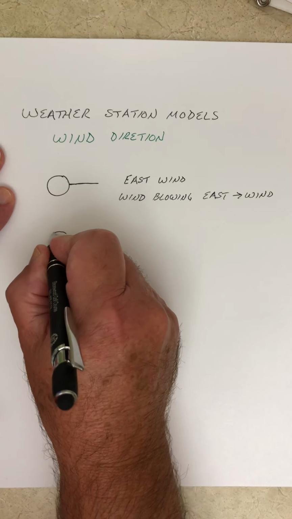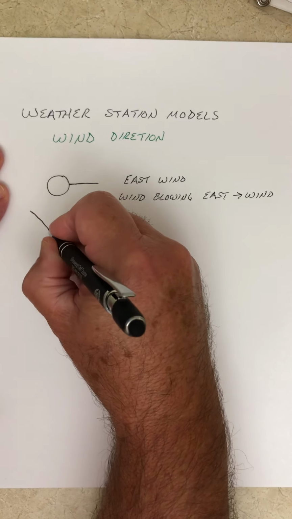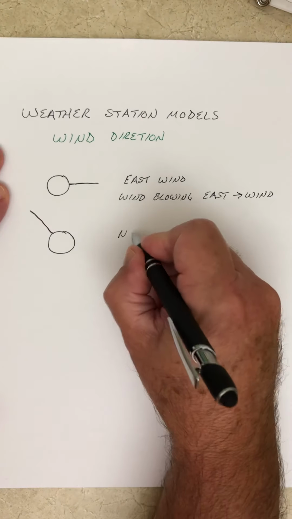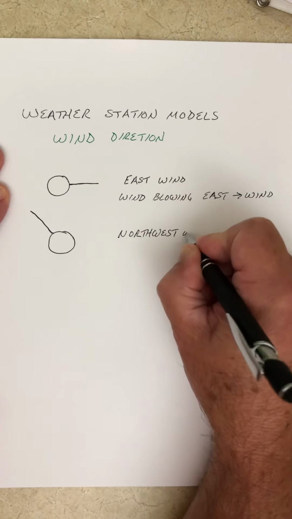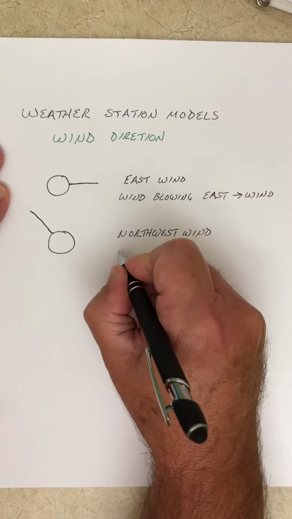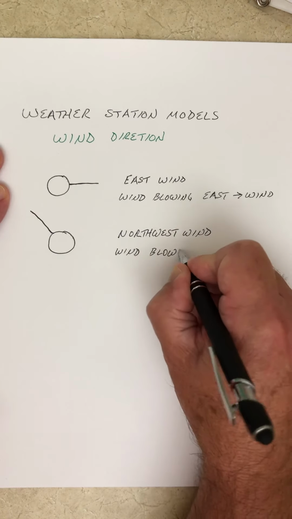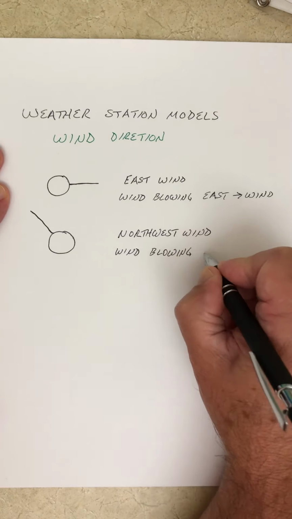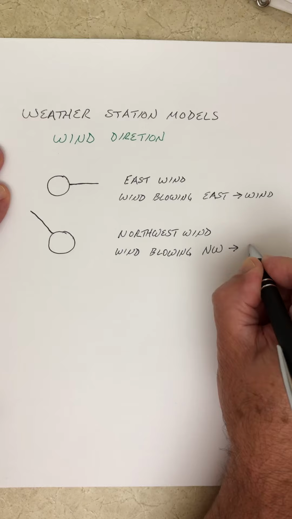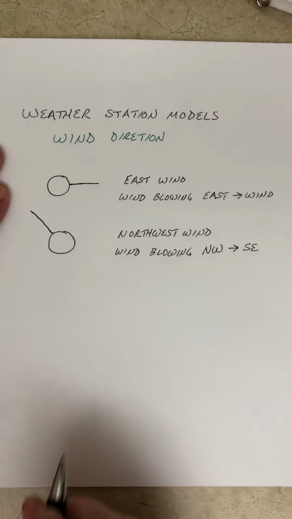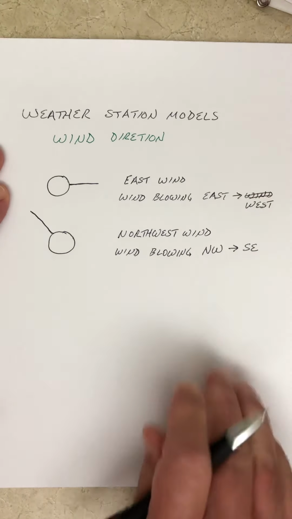Okay, so if at another location you have a weather station model and perhaps the wind is like this, this would be a northwest wind. And the wind here would be blowing out of the northwest and towards the southeast. Nope. East. Sorry about that. Instead of wind, this should be out of the east towards the west. Okay.